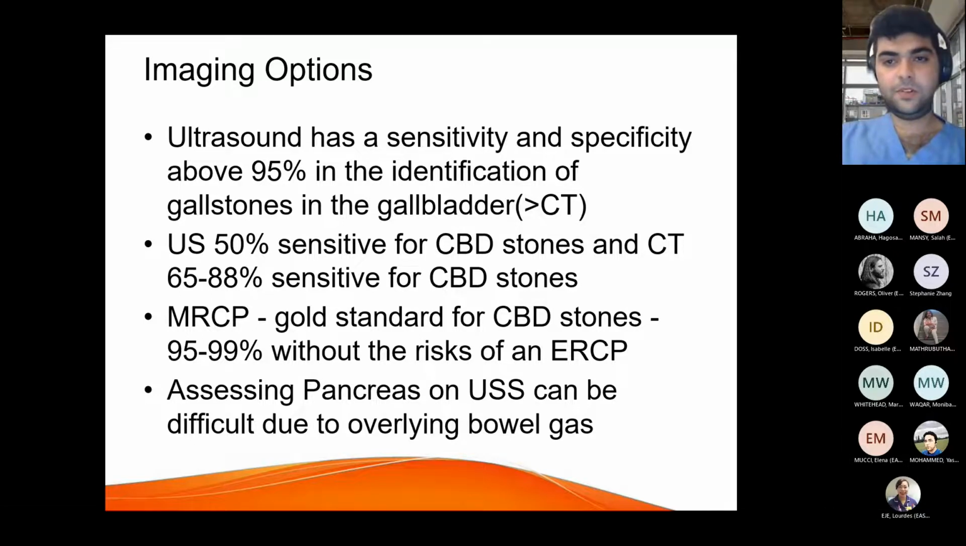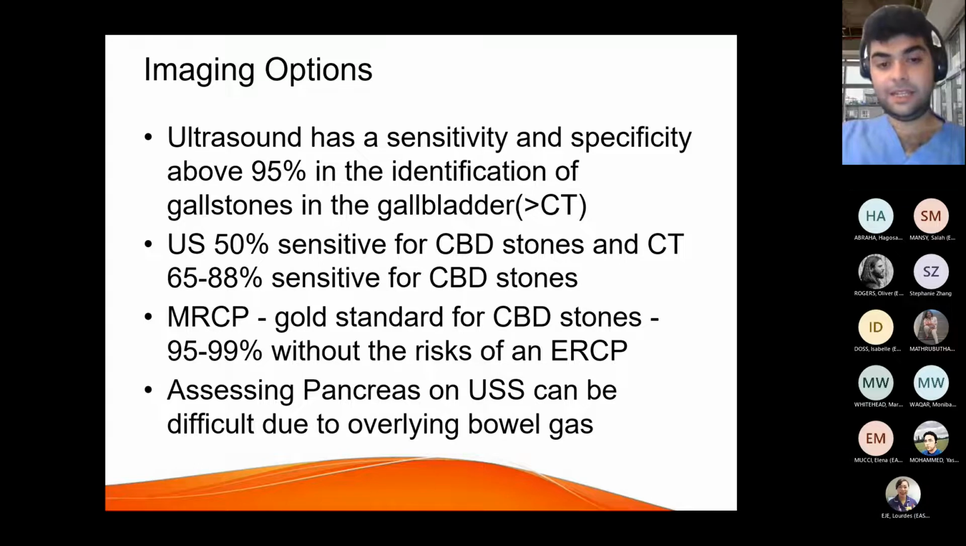CT scans are more sensitive for CBD stones, but if you were really keen on investigating it, your gold standard is an MRCP. And the important thing to note is I get a lot of referrals about whether we should go straight for a diagnostic ERCP. ERCP has a lot of side effects, a lot of complications, which I will go over later on. So the hard and fast rule is we do not do ERCPs for diagnostic reasons. It's purely an interventional test at this point.